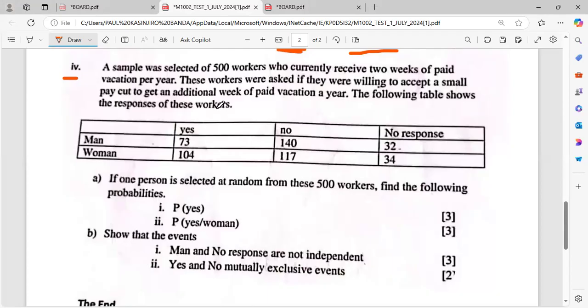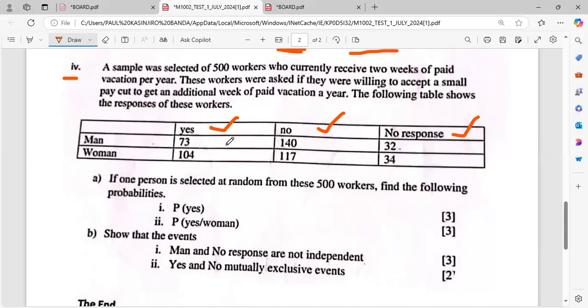The following table shows the responses of these workers. So we have female workers and male workers, man and woman, and then here we have their responses. These are the ones that said yes, these no, and these ones here did not respond. So this is the table that we've been given. The first thing here is to find the total in each of these columns and in each of these rows.